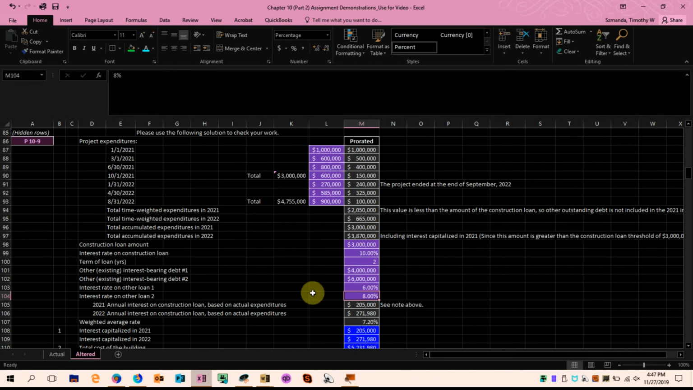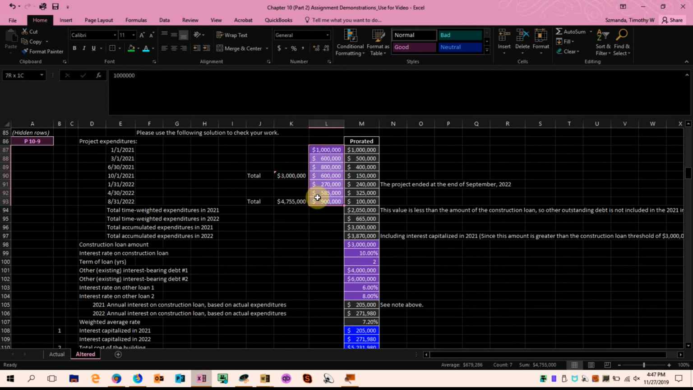Another nuance to this problem that makes it a little bit more complex is that in the second year, we finish this project at the end of September. So when we prorate our expenses, which I'll walk through in a minute, we have to do so based on 9 months of the year because the project ended September 30th.